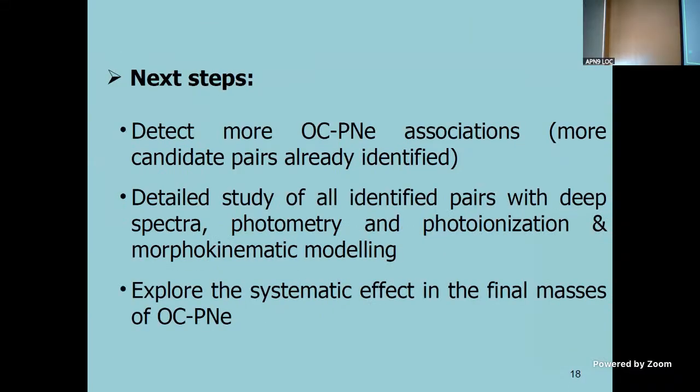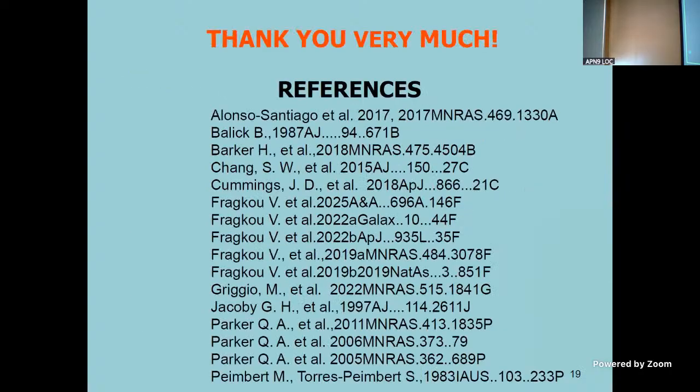Our next steps would be to detect more such associations. There are more candidate pairs already identified. We also need to study in detail all the identified pairs with deep spectrophotometry and photoionization models. And we also need to further explore the systematic effect in the final masses of planetary nebulae in open clusters. Thank you very much.